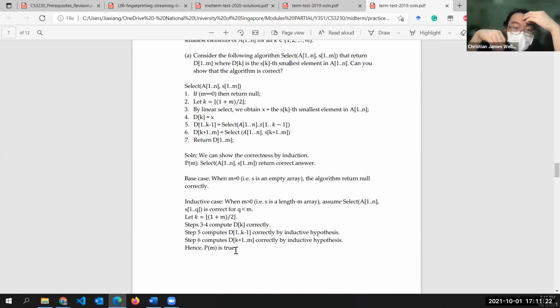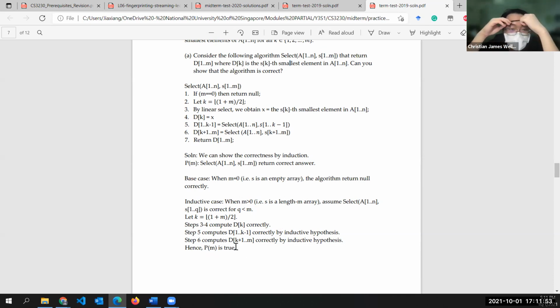I think maybe it's just a trivial example for this one. What it is saying, basically, maybe I would put in a few more steps. Like for step 5, it says, by the inductive hypothesis, it correctly computes D1 to K minus 1. So maybe I'll talk about the definition of D1 to K minus 1.